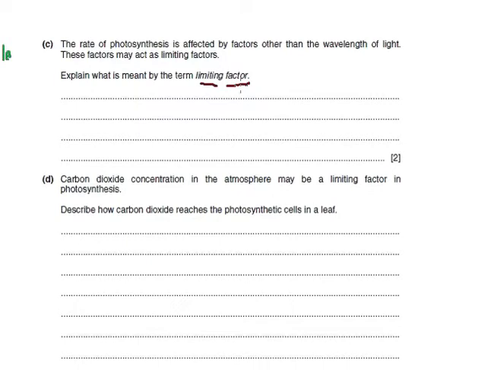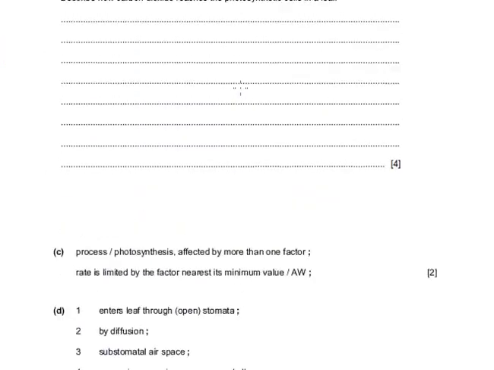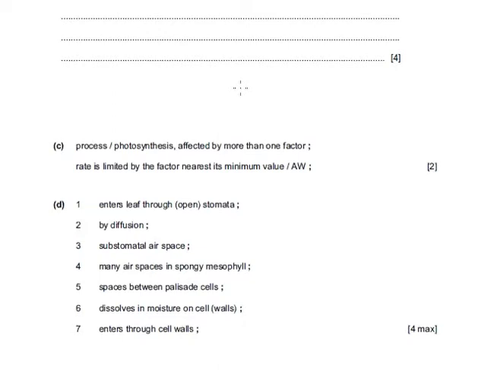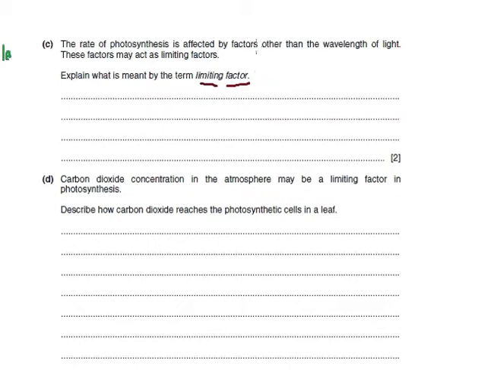Now we may prefer using marking schemes so we can know exactly what the examiner wants. You can see they want us to mention that photosynthesis is affected by more than one factor and rate is limited by the factor near its minimum value. So a limiting factor is the factor normally at its minimum value which affects the rate of photosynthesis.